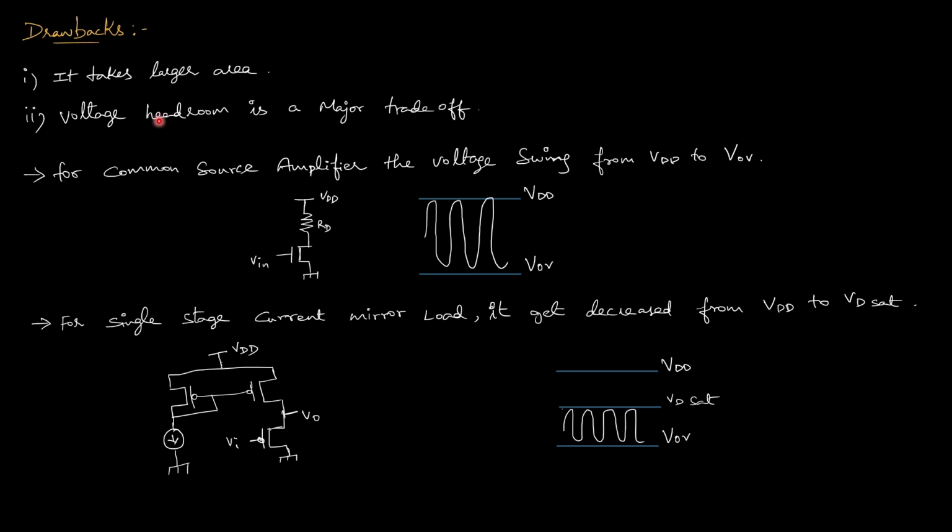Whenever we improve something in engineering, there is always a trade-off. The first drawback is area. A simple current mirror requires only 2 transistors, whereas a cascode current mirror requires 4. So naturally, silicon area increases and it takes a larger space.